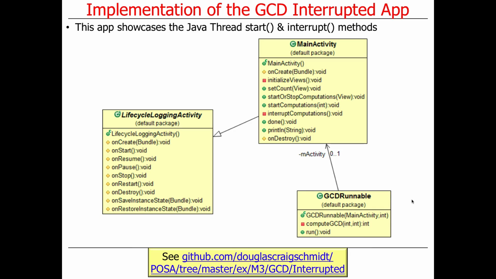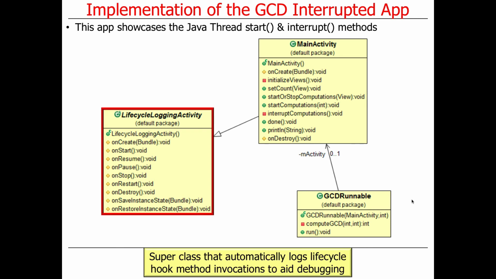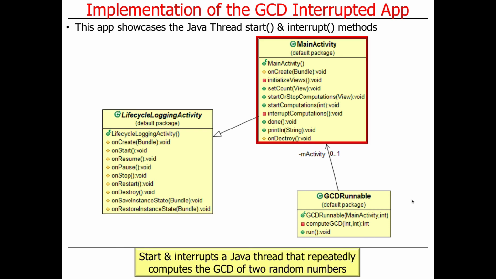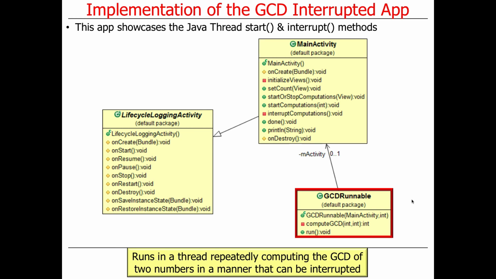All right, so here's what it looks like. Here's the design. We've got the lifecycle logging activity, which just does some logging. We have the main activity, which is going to go ahead and start the computations and do the processing. And we have a GCD runnable, which is going to actually do the computations. And that's the thing that's going to check to see whether it needs to be interrupted or not.